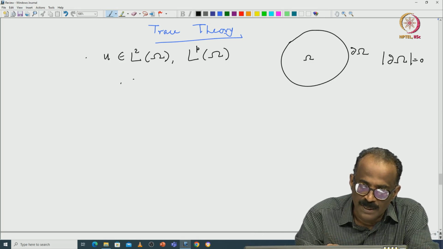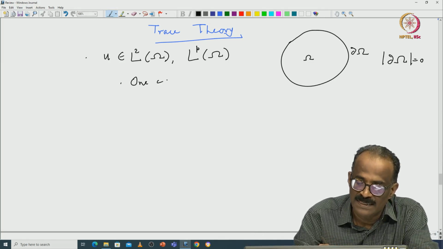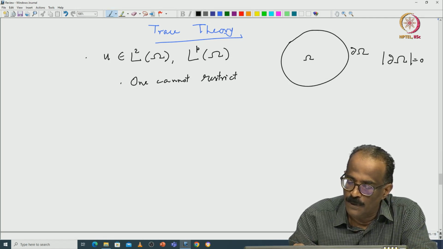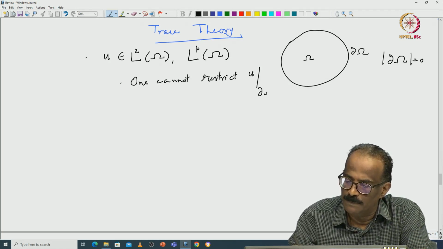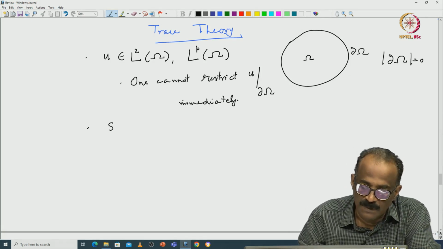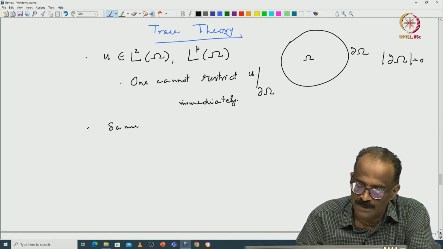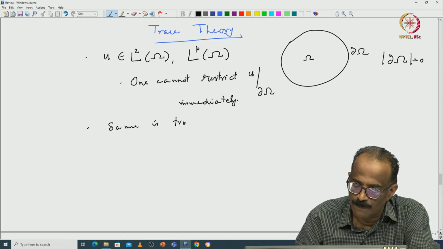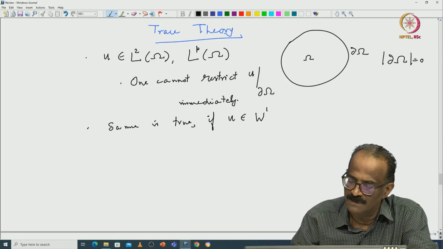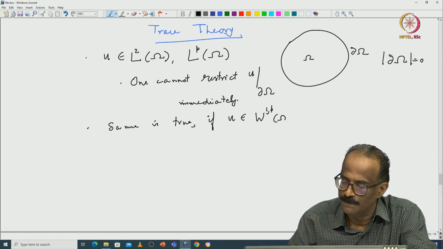So, one cannot restrict u to the boundary immediately, at least in a reasonable sense. The same is true if u is also in the Sobolev spaces, so W1P of omega.